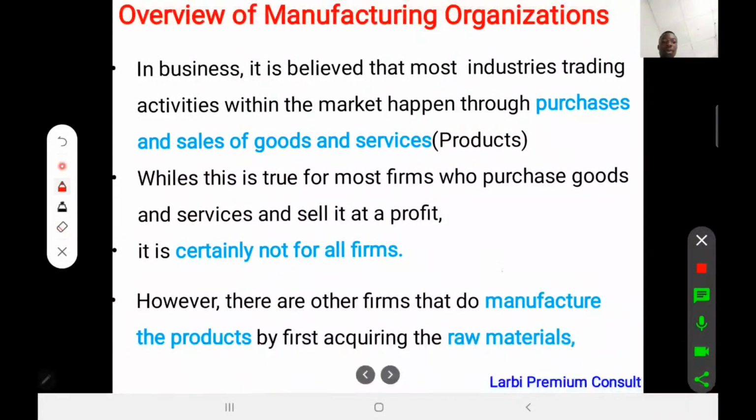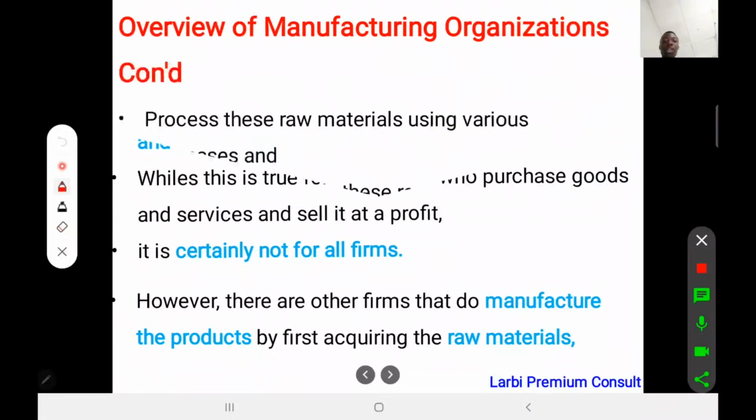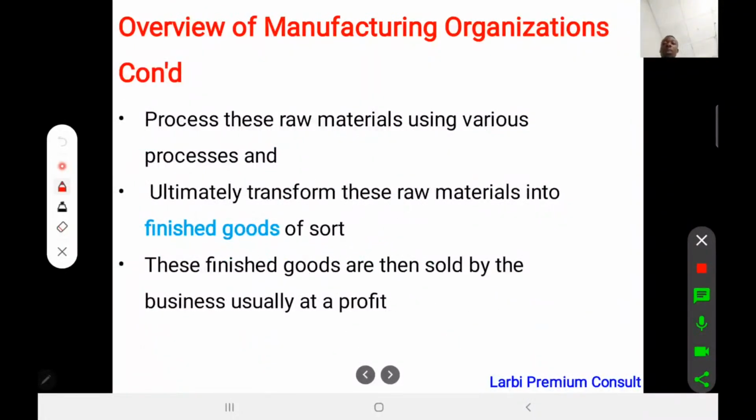The first is acquiring raw materials. So before they can start with their production, they will first of all acquire raw materials. What next? After acquiring the raw materials, they then process the raw materials using various processes and ultimately transform these raw materials into finished goods. So that is what we are interested in.